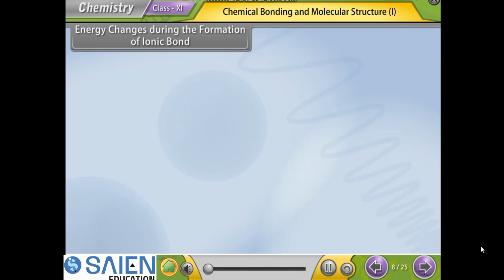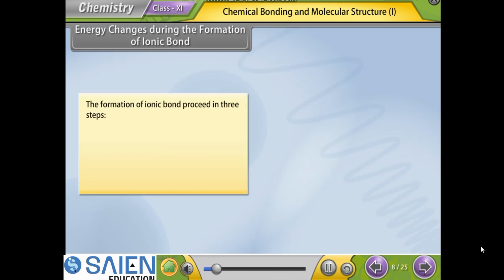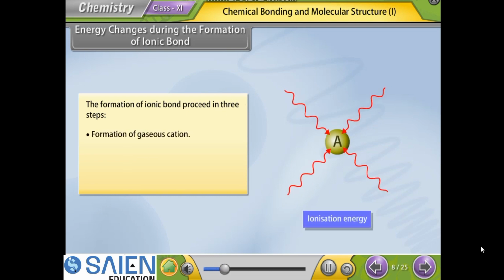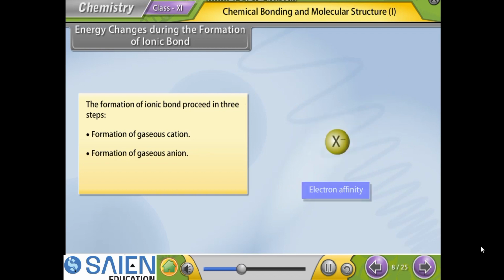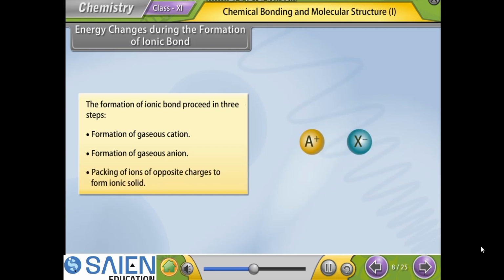Energy changes during the formation of ionic bond. The formation of ionic bond proceeds in following 3 steps. Step 1. Formation of gaseous cation. The energy required for this step is called ionization energy. Step 2. Formation of gaseous anion. The energy released from this step is called electron affinity. Step 3. Packing of ions of opposite charges to form ionic solid. The energy released in this step is called lattice energy.